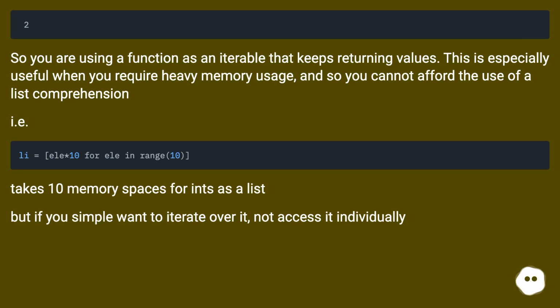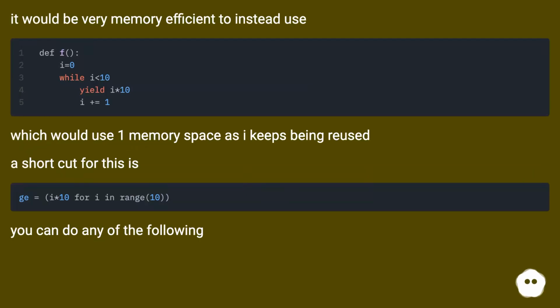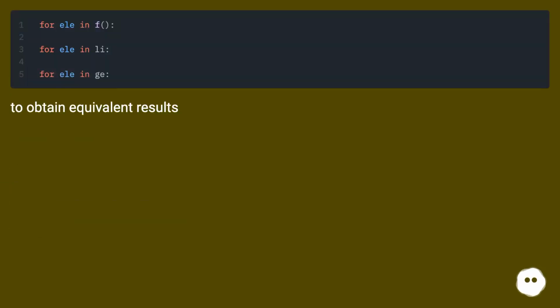But if you simply want to iterate over it, not access it individually, it would be very memory efficient to instead use a generator, which would use one memory space as i keeps being reused. A shortcut for this is you can do any of the following to obtain equivalent results.